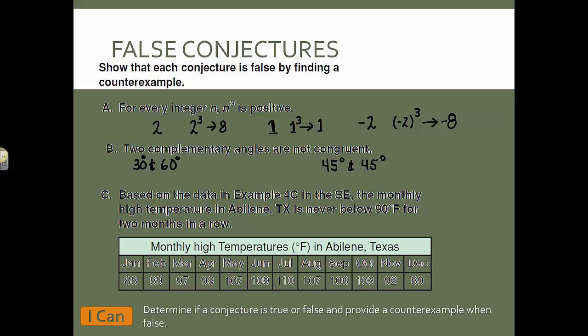The last one says, based on the data in that example, the monthly high temperature in Abilene, Texas is never below 90 degrees Fahrenheit for 2 months in a row. So I'm just going to look for 2 months in a row, and I don't have to look far to find my counterexample. Here are 2 months in a row right here where the temperature is below 90 degrees, and so that would be a counterexample to prove that that conjecture is false.